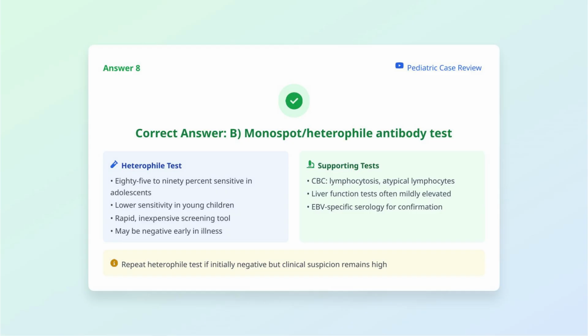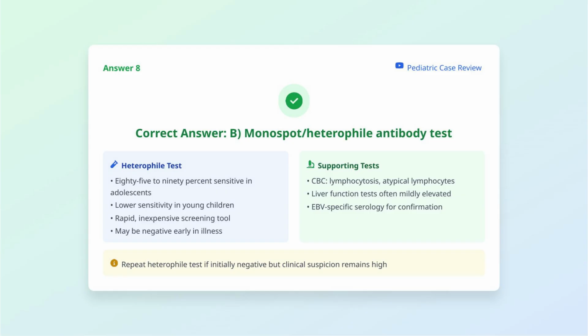The correct answer is B, monospot/heterophile antibody test. The heterophile antibody test is the best initial diagnostic test for infectious mononucleosis in adolescents, with 85 to 90% sensitivity in this age group. However, it has lower sensitivity in young children. This test is rapid, inexpensive, and serves as an excellent screening tool, though it may be negative early in the illness.